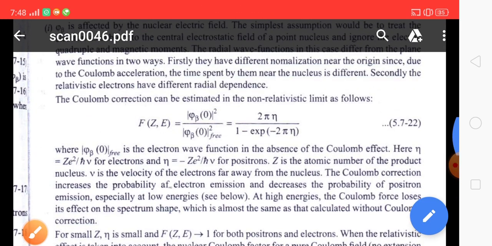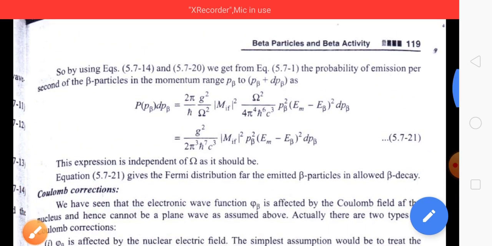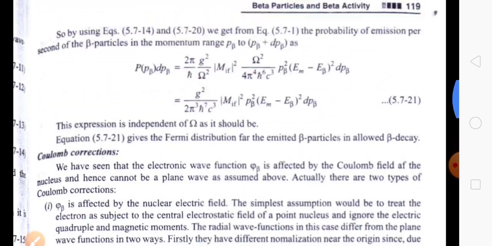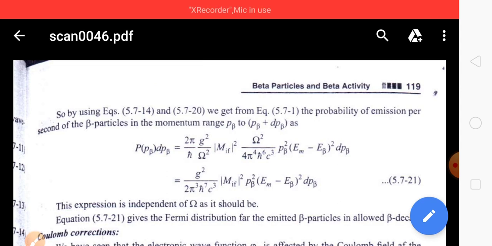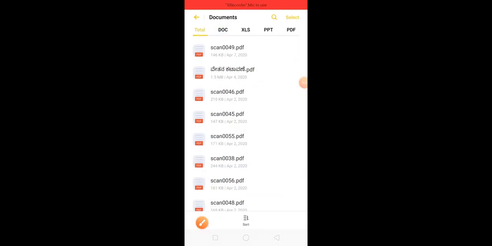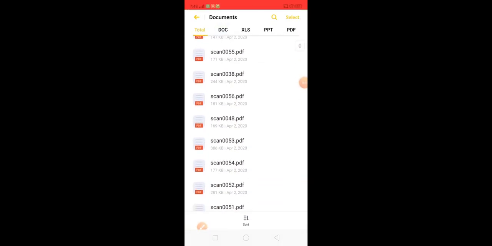Okay, so this is up to what the Fermi theory of beta decay and Coulomb correction for Fermi theory of beta decay cover. Now let us move to the next topic. I will open that file.